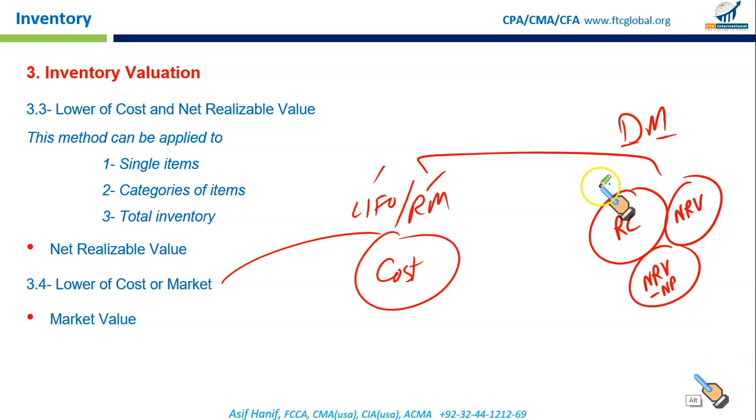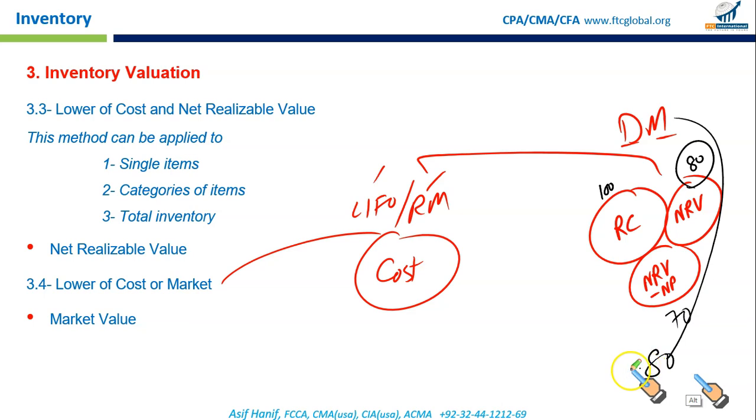Let's say retail cost is $100, NRV is 80, and NRV minus normal profit margin, 80 minus 10, is 70. So take the mid number. The mid number, 100 is too high, 70 is too low, so mid is 80. So you take this 80, the designated market price, and you compare this 80 with the LIFO based cost. Let's say the LIFO based cost is $93. So in this case, cost versus designated market price.